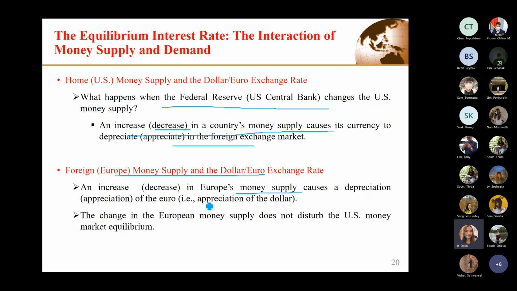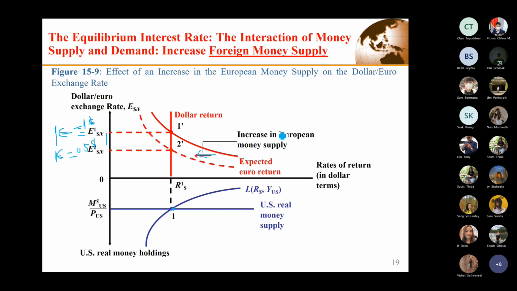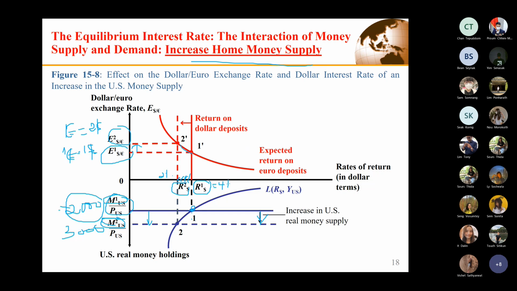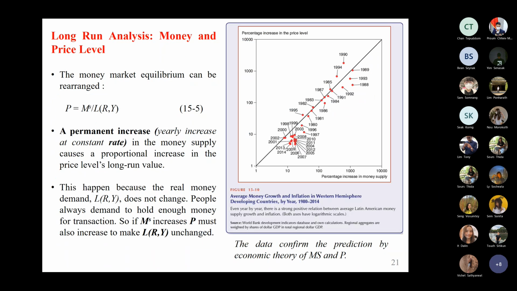Okay, and a decrease in the European money supply, the euro, would actually cause the euro to appreciate. That's the conclusion we have. But one thing to notice is that in this diagram 59, when the European Central Bank increases or decreases the money supply, we don't see any change in the money market here, because the money market here is the US dollar money market, not the euro money market. So that is the conclusion we have.